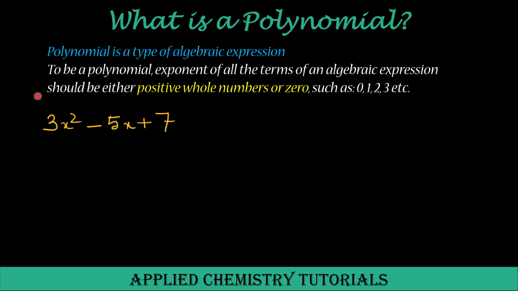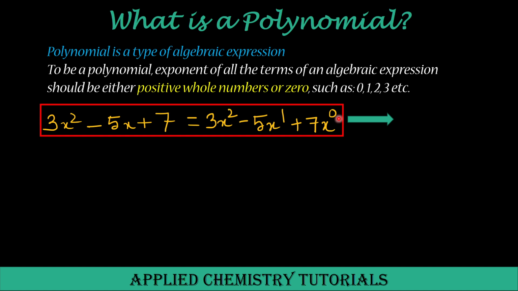So let us take an example. Here we are seeing an algebraic expression 3x squared minus 5x plus 7. This can be rewritten as 3x squared minus 5x to the power 1 plus 7x to the power 0, because we know x to the power 1 is x and also x to the power 0 is equal to 1. So here we can see all the exponents for all the terms are either positive whole numbers or 0. So that means this particular algebraic expression is a polynomial.